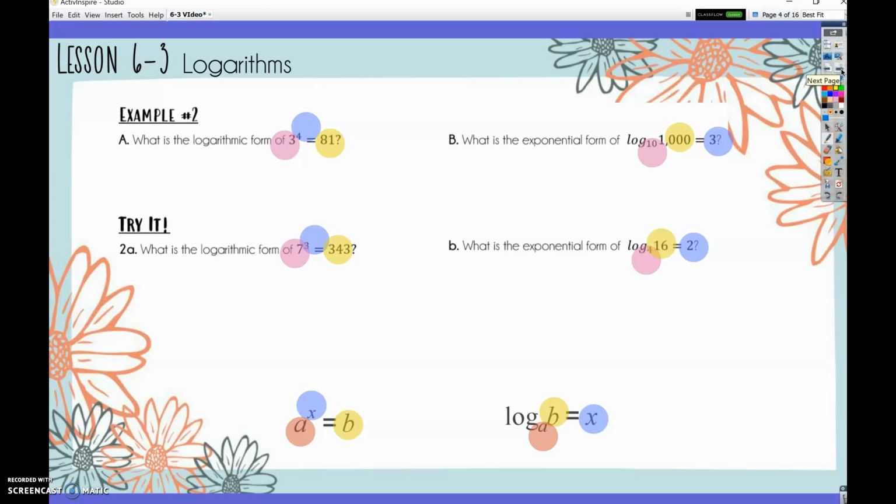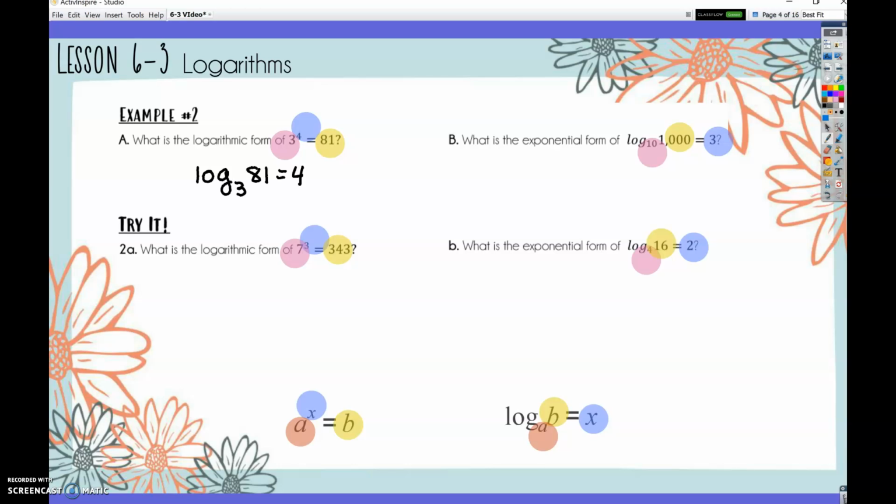So let's take a look here. I've got on example 2, my base is 3, my power is 4, and my output is 81. If I was going to rewrite this in logarithmic form, this is our exponential, I would write the log. Remember, this base is our little base of our log. The input 4 becomes my output of 4, and my original output of 81 is there next to my log base 3.